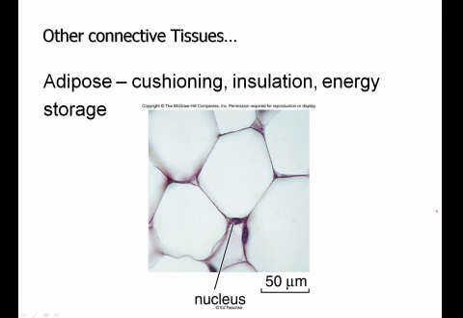Some other connective tissues: adipose, which is fat. The function of adipose is cushioning, insulation, as well as energy storage. So here is a diagram of fat. You can see the outline of the plasma membrane. The nucleus is pushed way over to one side, and this cell is simply filled with triglyceride fat.